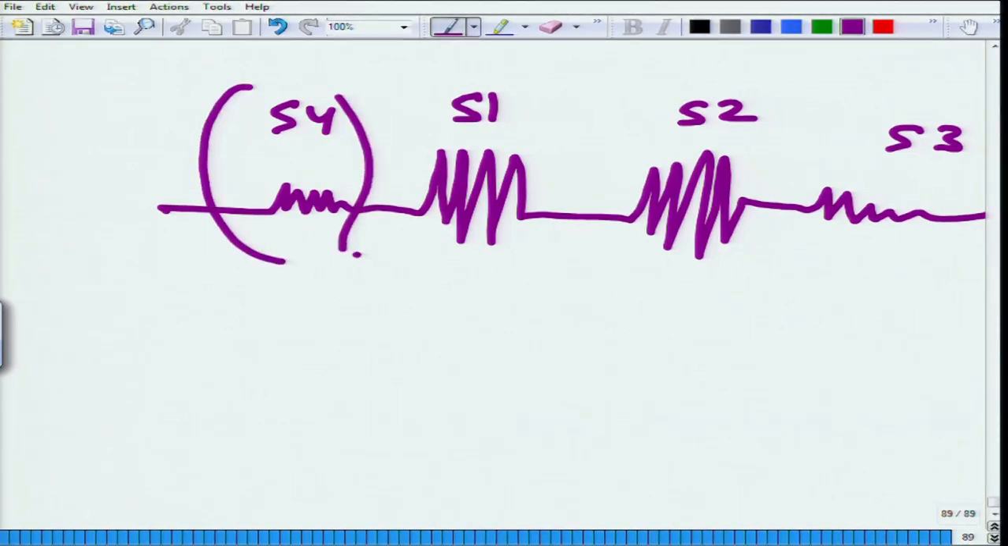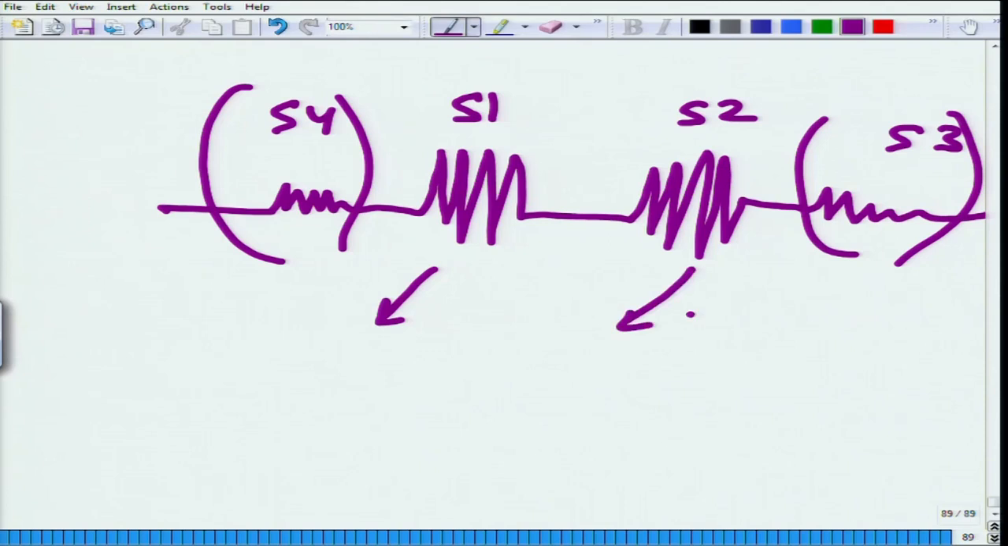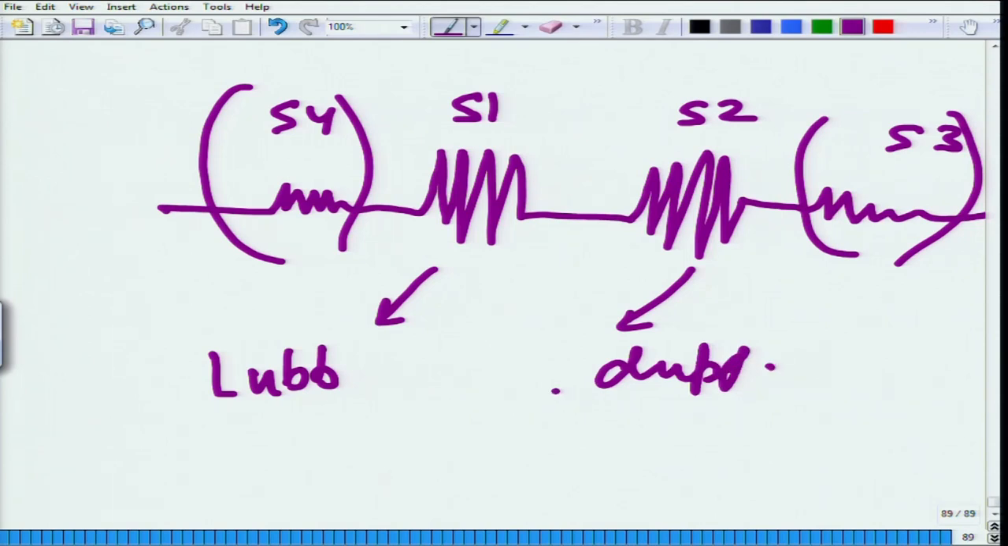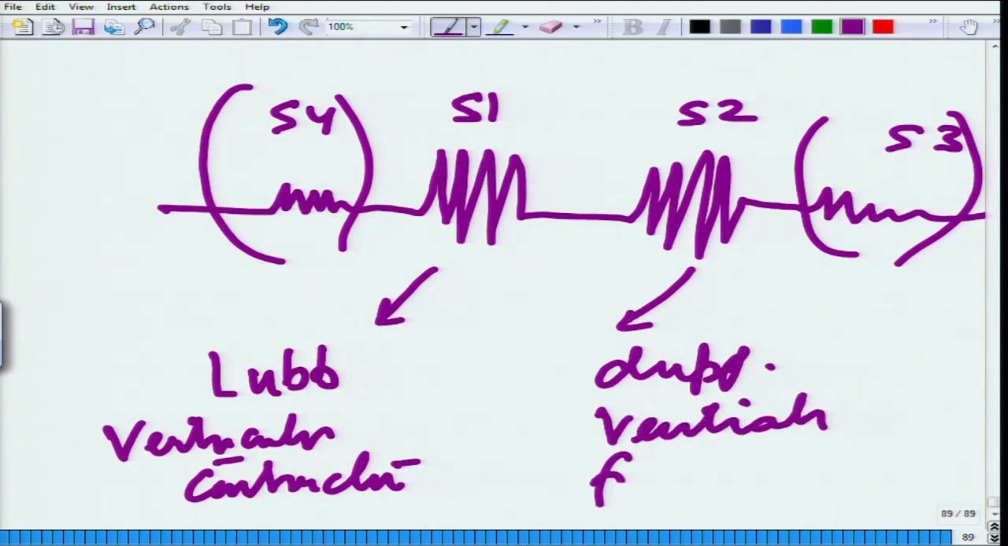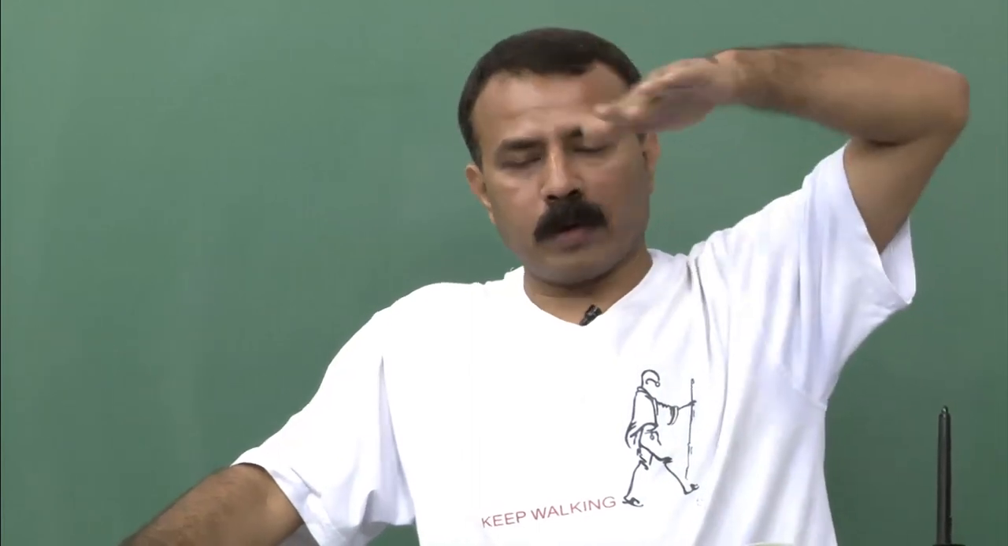These two sounds are fairly faint, you really cannot hear them so easily. This one is basically lup, which you hear, and then you hear another sound which is called dup. The lup marks the ventricular contraction, and on the other hand the dup marks the ventricular filling and the closing of the semilunar valves. Based on this, you can even figure out the change in volume, the maximum volume being accommodated in the ventricles.